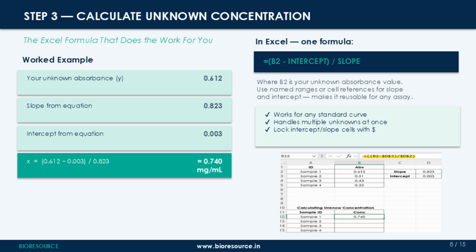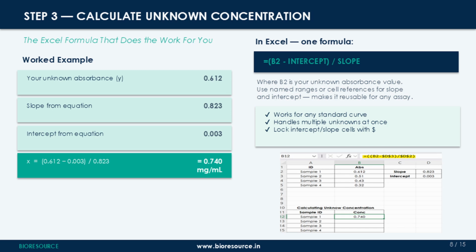In Excel, the formula looks like this: equals open bracket B2 minus intercept. So this has to be done in the Excel. I have given a small snippet at the bottom. You can check how to enter this formula and you can follow the same.